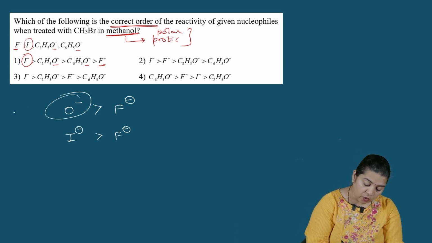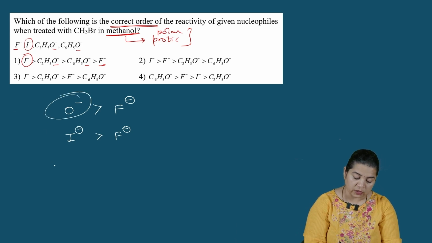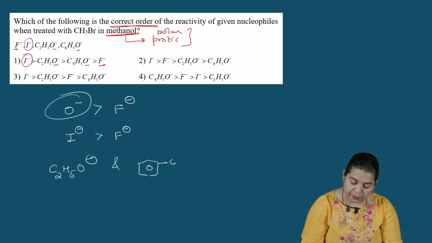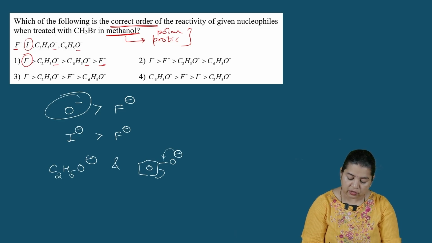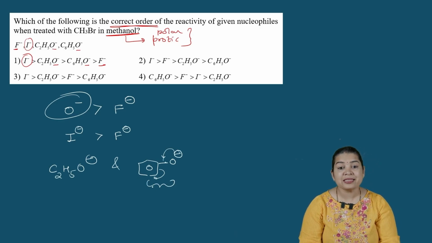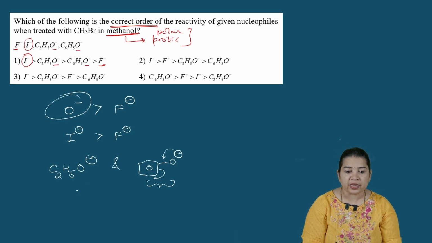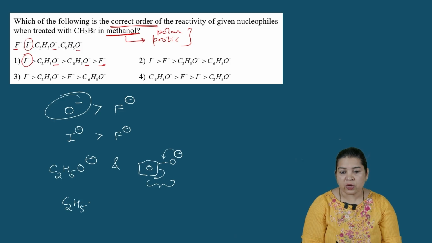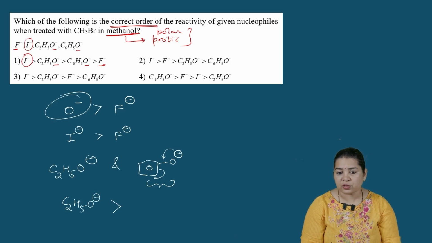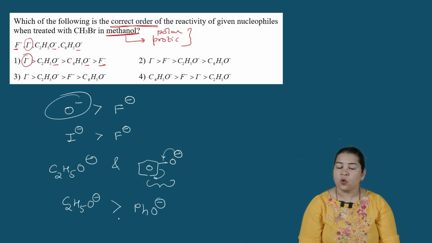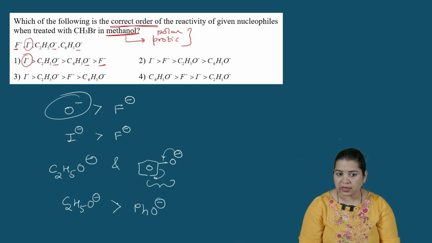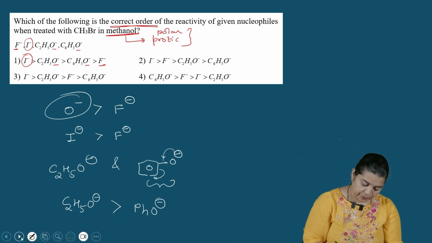Now, for O minus, I have two choices, C2H5O minus and PhO minus. Here it is resonating, so the charge density on the donor atom will go down. So one more conclusion I can make is C2H5O minus has to be a better nucleophile than PhO minus. These are the conclusions that are very, very clear, right?